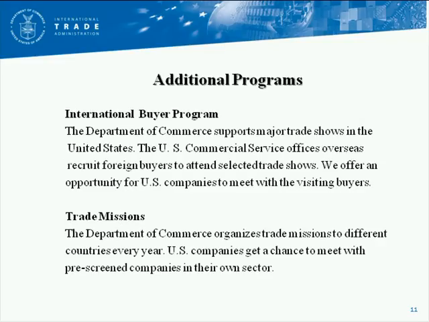An additional thing I definitely want to bring to your attention: you don't necessarily have to go overseas to find a buyer.